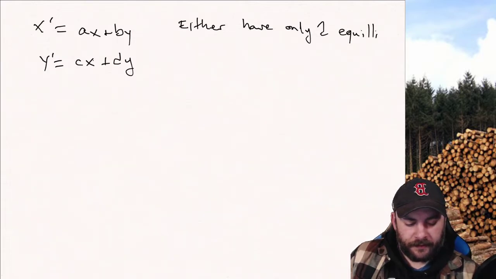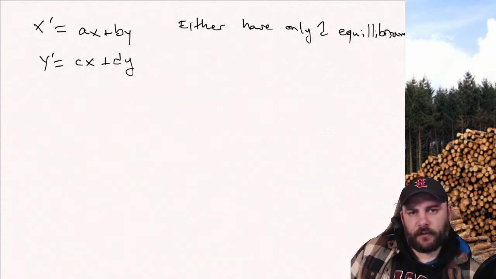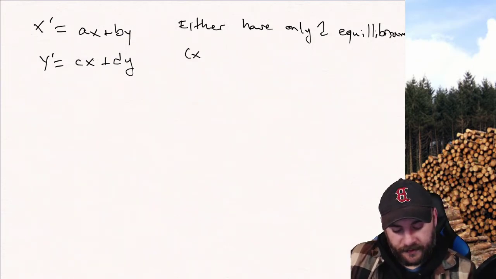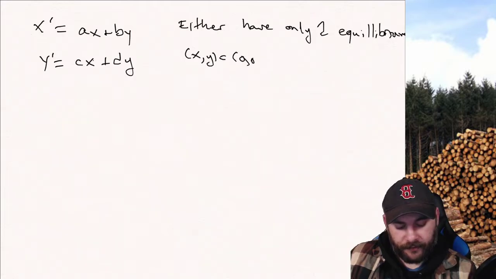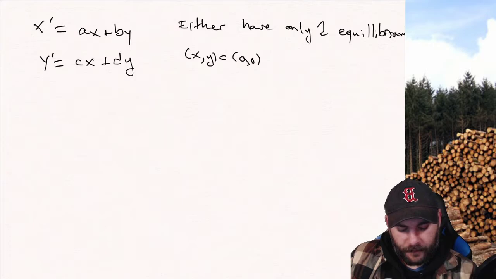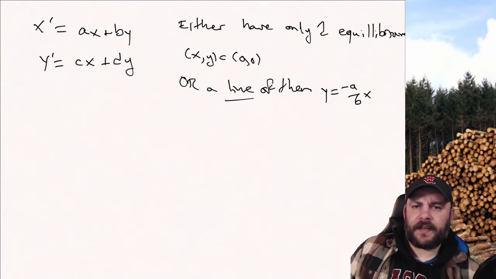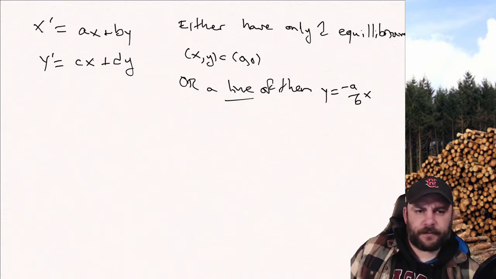Can you think of where it is? There we go. Only one equilibrium. So you think of an xy coordinate that makes both of those equations 0 at the same time? Well, it would be at xy equals 0, 0. So the origin. If it doesn't have that, then it has a line of them, and the line is of the form y equals negative a over b x. If that looks familiar, it comes from the linear systems lecture that we talked about.